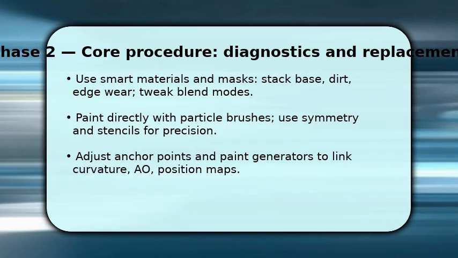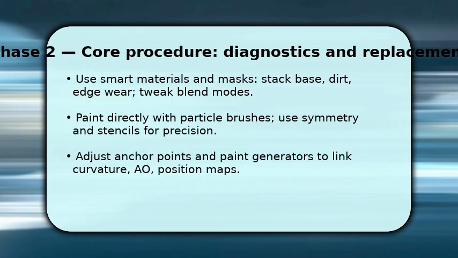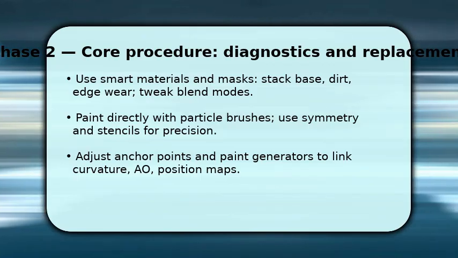Paint details with particle and alpha brushes for realistic grit, and make heavy use of generators that read curvature and AO. Link wire anchor points so changes propagate. Make sure to toggle layer blend modes to refine the result.